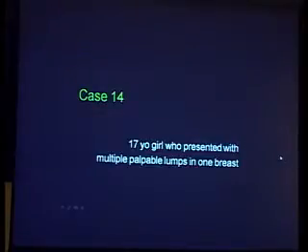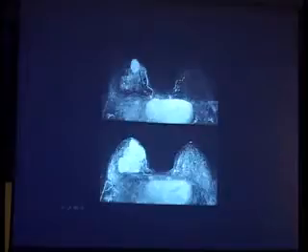17-year-old, multiple palpable lumps in one breast. Which is the breast with the palpable lump? The right. Here it is. Okay? This is early, and this is late. Okay? Early and late. You see this one mass? What do you think of the morphology?